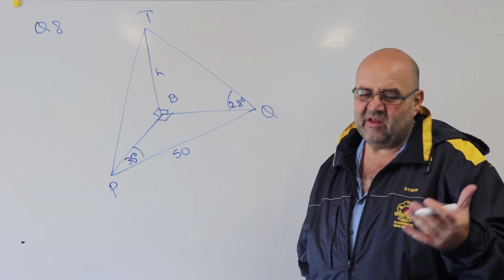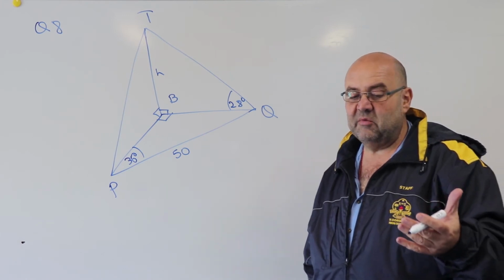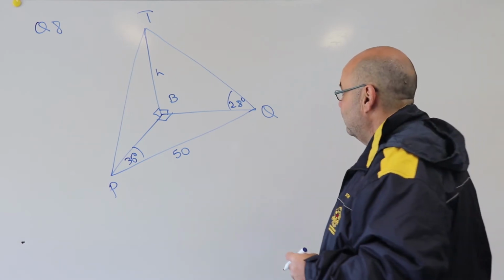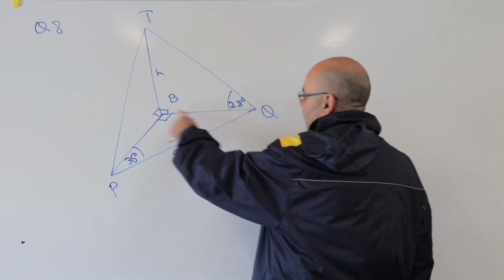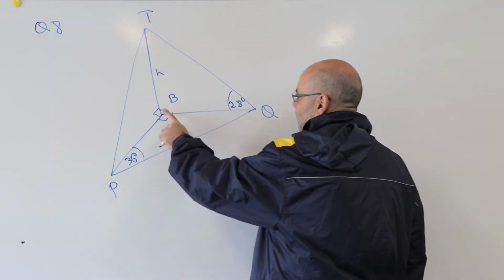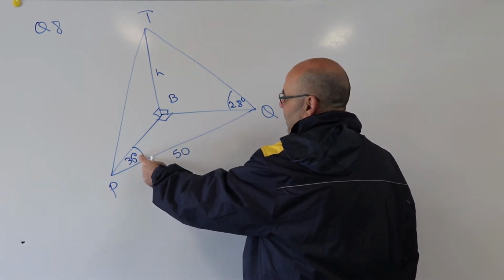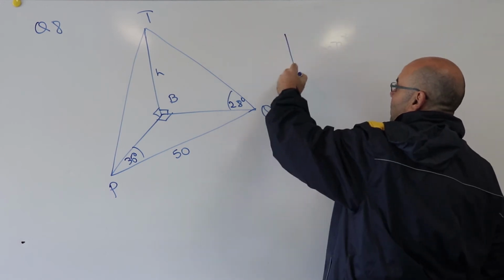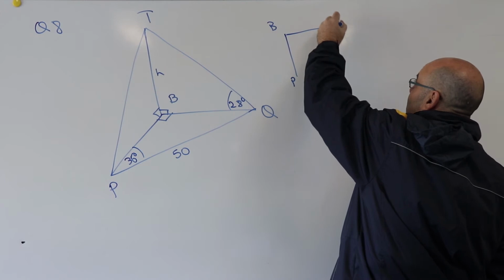Again, they hold our hand. They ask us to begin by showing that BQ is 50 times sine 36. Here's BQ. Here's my right angle triangle with BQ and 36 degrees. So let's have a look. If I was to take this triangle out, so there's P that goes up to B, that goes across to Q.